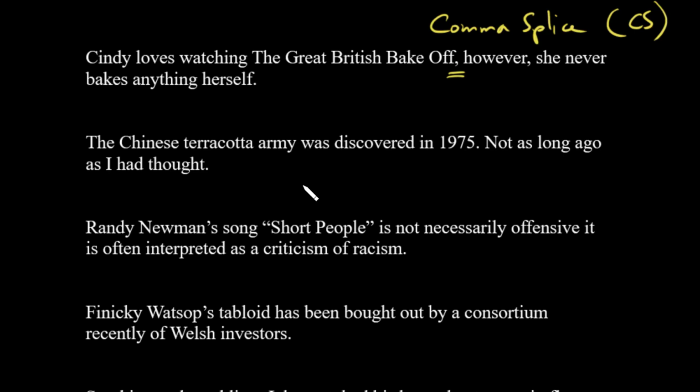The second one does have a period, but this one ends with a fragment. And a fragment sentence is an incomplete sentence. It cannot stand by itself as a sentence.